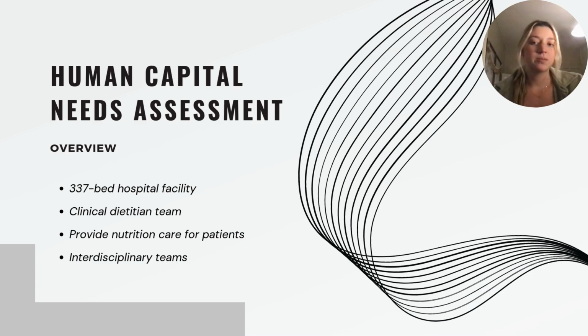So, starting off with the human capital needs assessment, just an overview of the hospital. It's a 337 bed facility. I work with the clinical dietitian team. I did address the whole hospital as my organization for this project, but our main priority as the dietitians is to provide nutrition care for the patients, and we work with interdisciplinary teams, so the nurses, physicians, all different parts of the hospital.